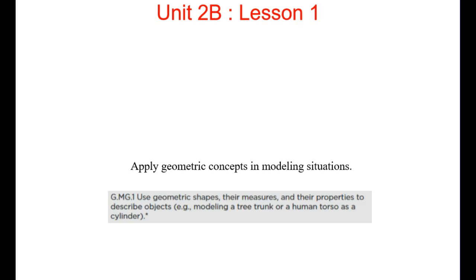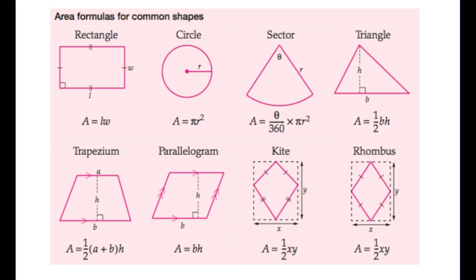Unit 2B, Lesson 1. The one standard we're going to talk about in this lesson: use geometric shapes, their measures, and their properties to describe objects. For example, modeling a tree trunk or a human torso as a cylinder. First, we're going to review some common two-dimensional shapes and the formulas for the areas of those shapes.